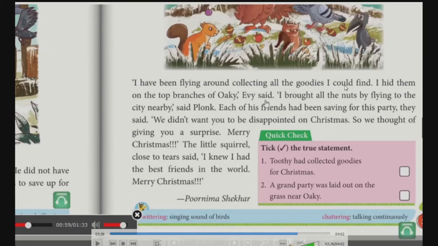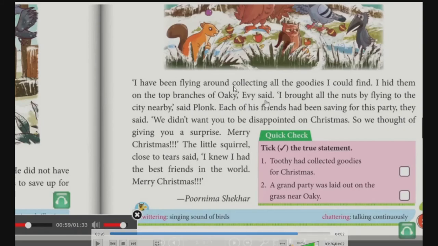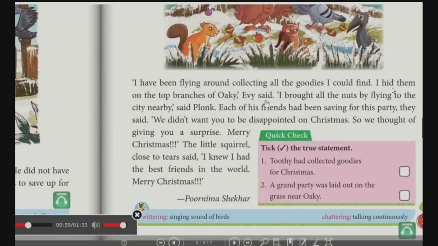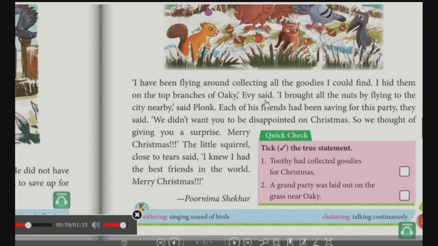Because you might be knowing one thing, that birds and animals always are in search of food, especially birds and these kinds of animals. So Evie was flying around and collecting goodies that he could get, and he hid them, that means chupaya, on the top branches of Oaky.